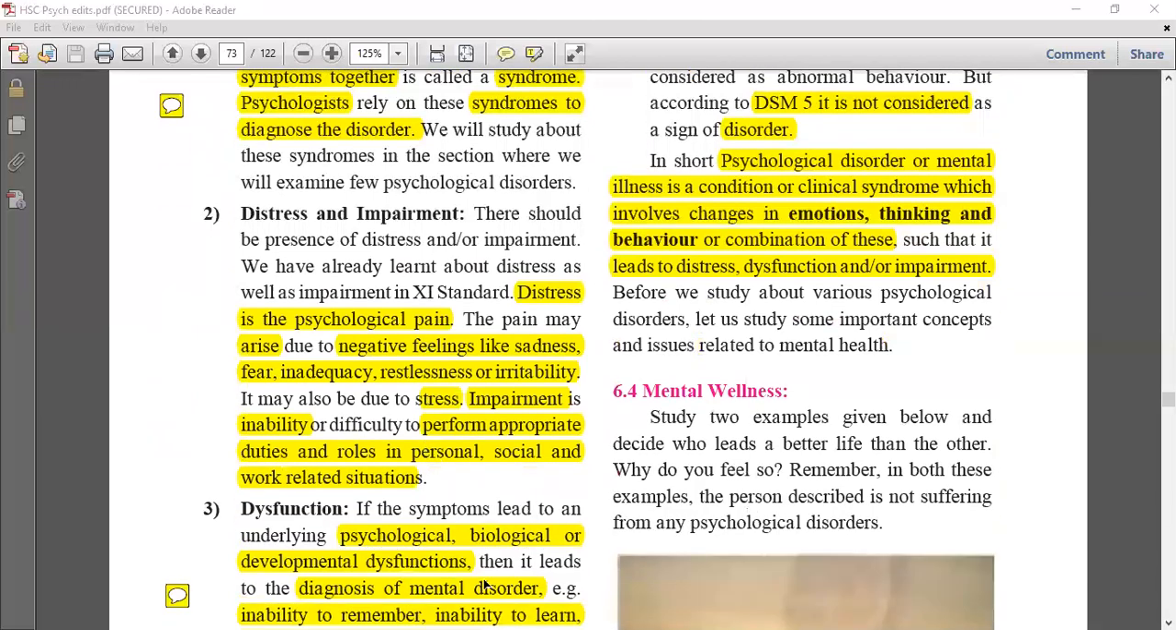Distress and impairment should also be there. So distress is basically psychological pain. Okay, you can remember it as DPP.